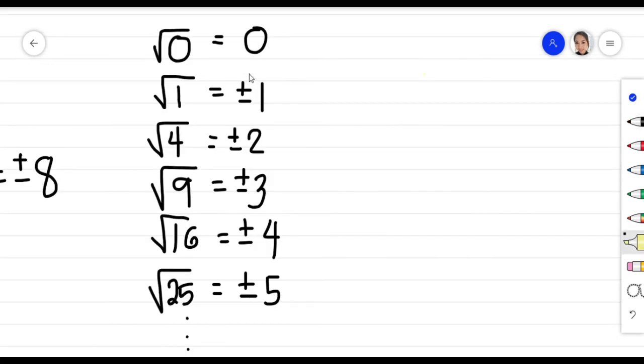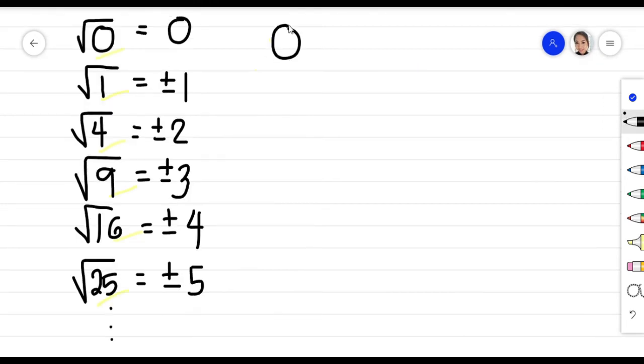We have here a summary of some of the square roots of numbers, like square root of 0 is 0. So we cannot write positive and negative 0 because 0 is non-positive and non-negative number. So it's just 0, no sign. And square root of 1 is positive and negative 1. Square root of 4 is positive and negative 2. Square root of 9 is positive and negative 3, which we already solved earlier. And we have square root of 16, which is positive and negative 4. Also, we have square root of 25, which is positive and negative 5, and so on.